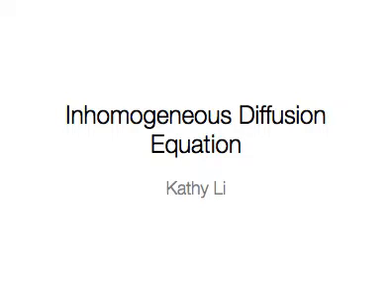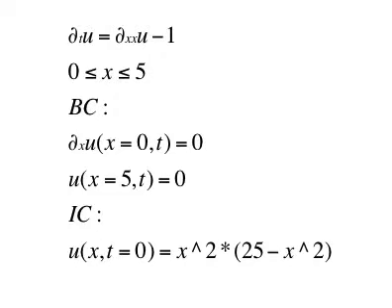So let's get started. Here is the equation itself. The partial derivative with respect to t is equal to the double partial derivative with respect to x minus 1. So it's that minus 1 at the end that makes this kind of tricky. The boundary conditions are listed below along with the initial condition.